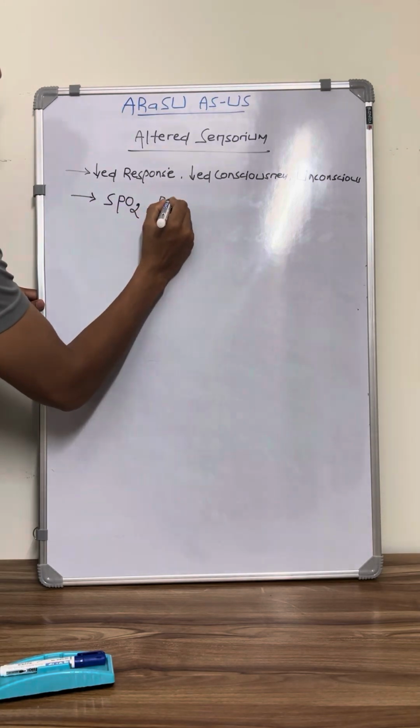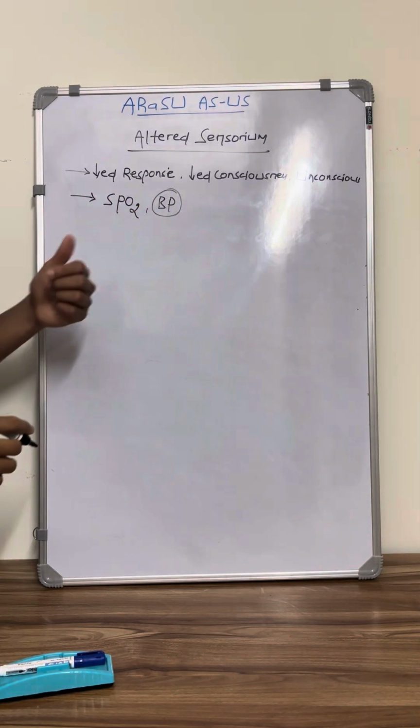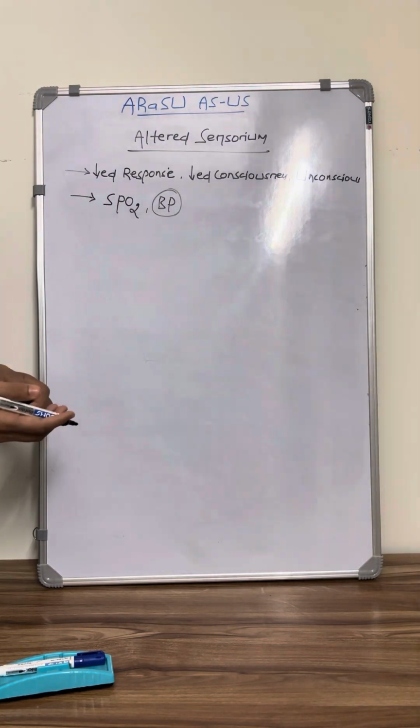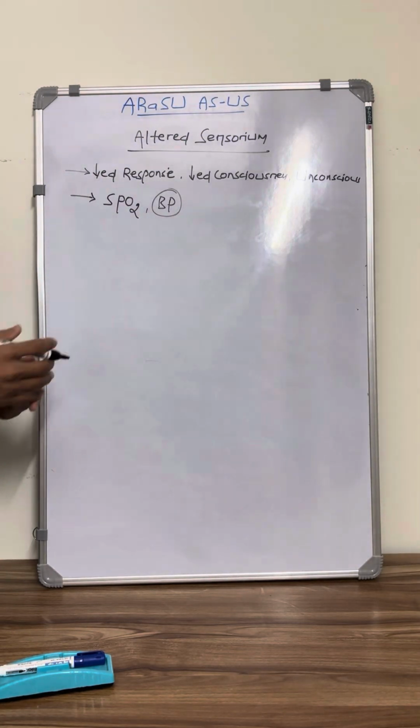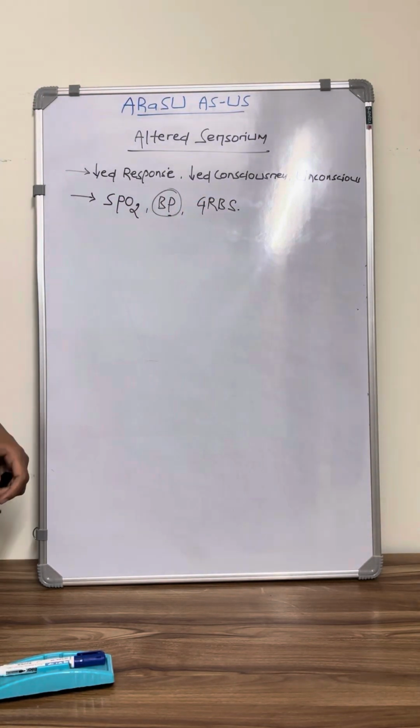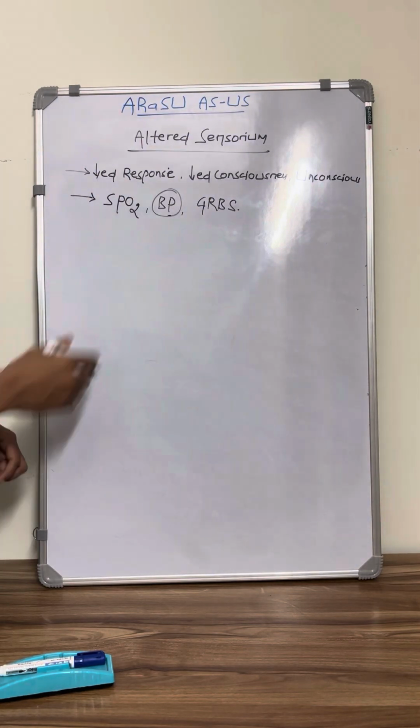Then comes BP assessment, because especially in elders, some hypertensive encephalopathies might present with altered sensorium. The reason might be underlying stroke or even hemorrhage, etc. So important to look for BP. Then check for GRBS. Again in elders, because of hypoglycemia, the individual might be in altered sensorium.